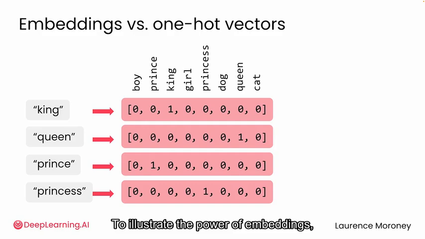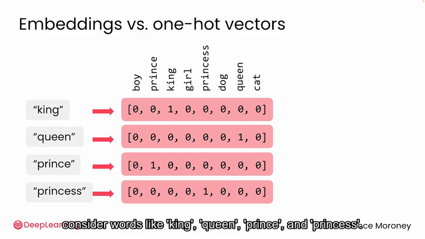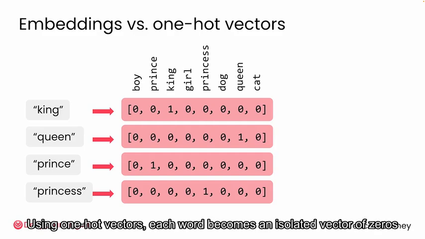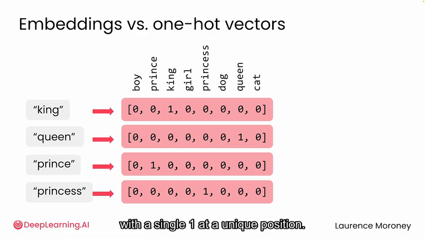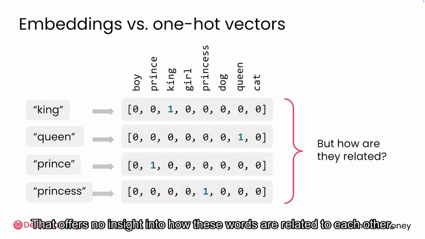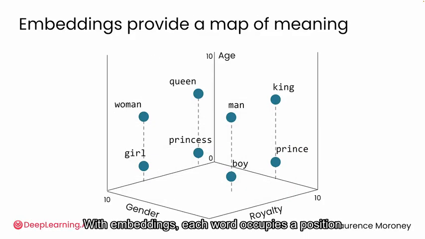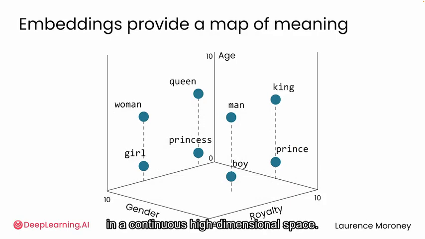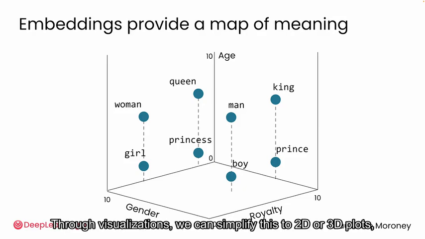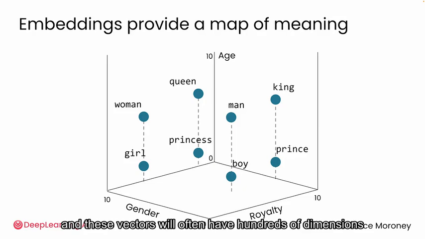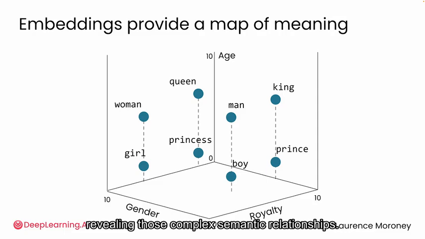To illustrate the power of embeddings, consider words like king, queen, prince, and princess. Using one-hot vectors, each word becomes an isolated vector of zeros with a single one at a unique position. That offers no insight into how these words are related to each other. With embeddings, each word occupies a position in a continuous high-dimensional space. It's a map of meaning. Through visualizations, we can simplify this to 2D or 3D plots, and these vectors will often have hundreds of dimensions, revealing those complex semantic relationships.